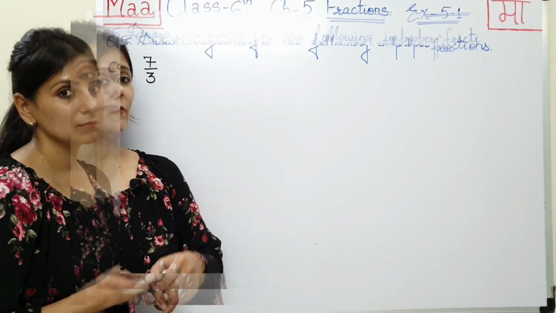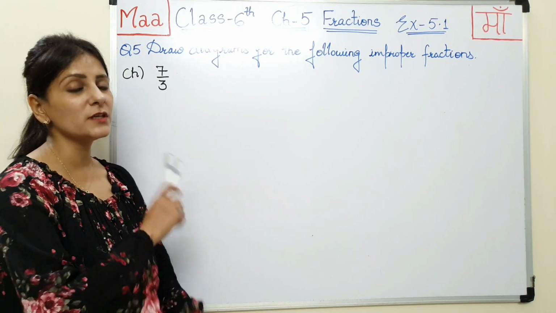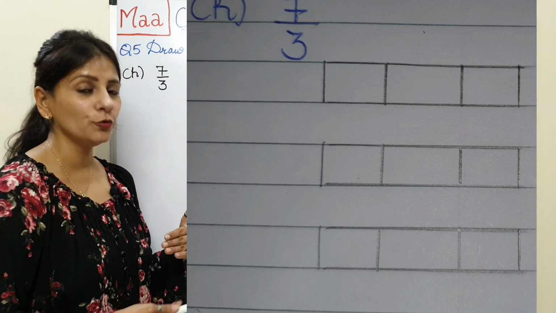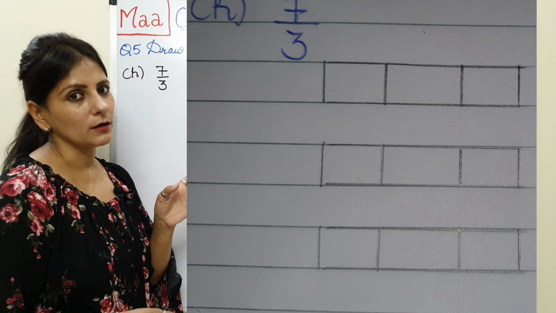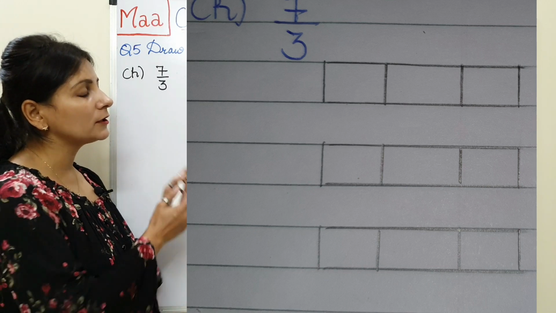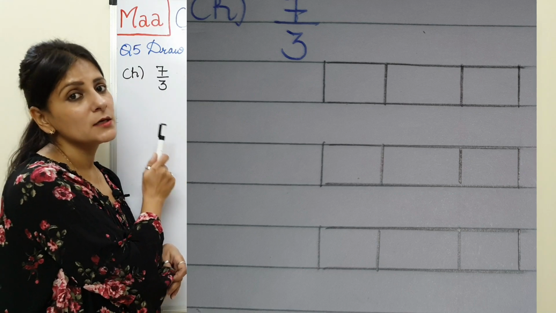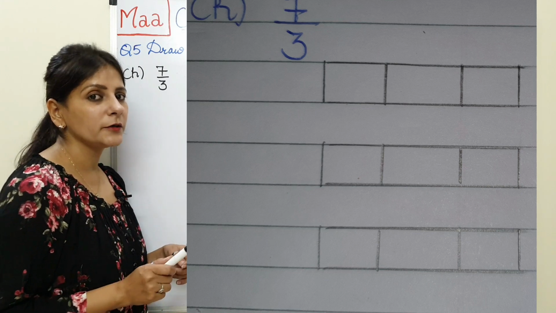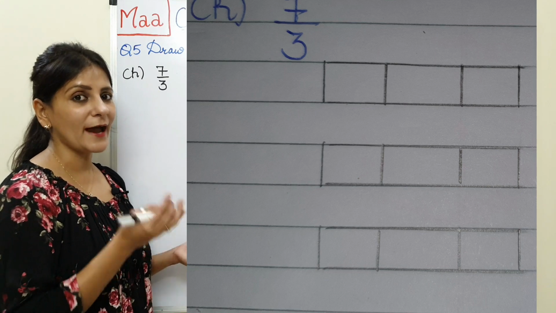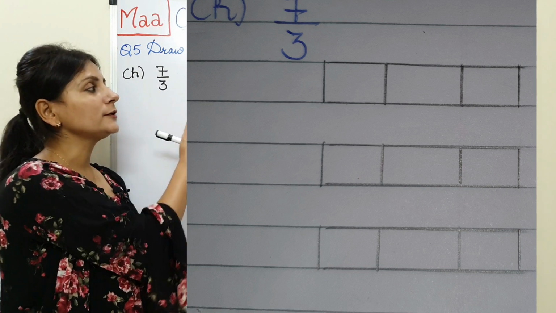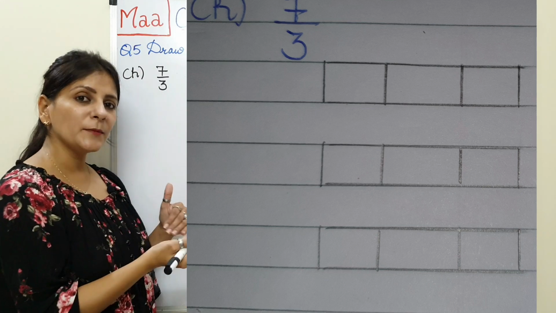Clear, students? Now we have come on to the last part of this question and it is 7 upon 3. So this is an improper fraction which we have to show through diagram. So for this I have drawn 3 rectangular figures, and all 3 rectangular figures are divided into 3 parts because in denominator there is a number 3. So as I told you, whatever is there in the denominator, that many parts you have to do in that one figure. So यहाँ पर भी 3 है तो हमने हर rectangle को 3 parts के अंदर divide कर दिया है. अब हम करेंगे shading.